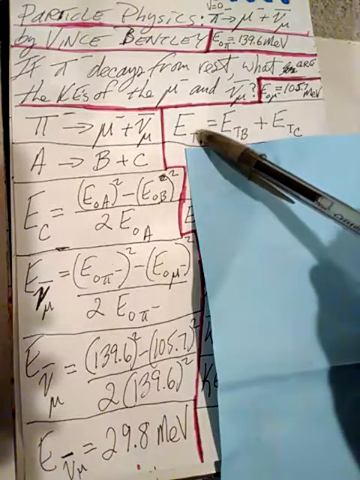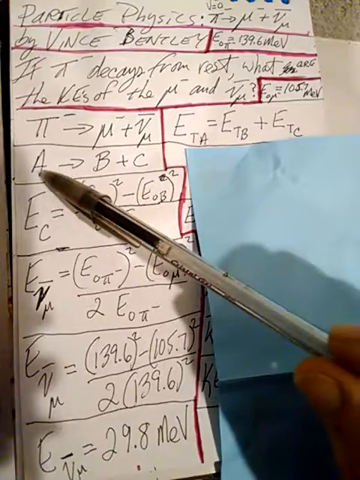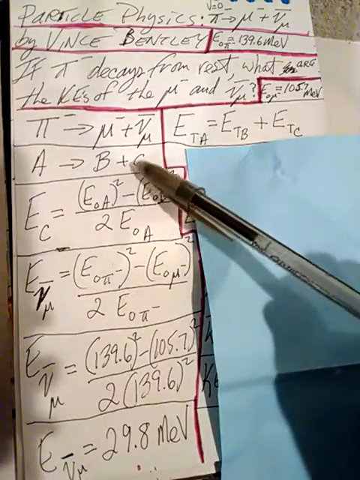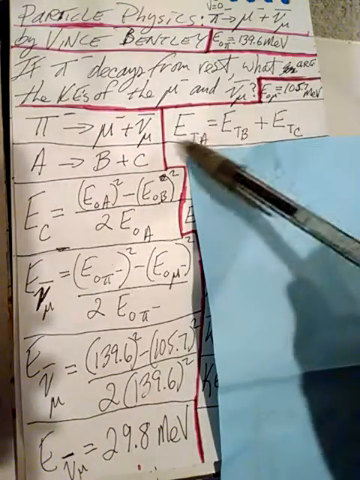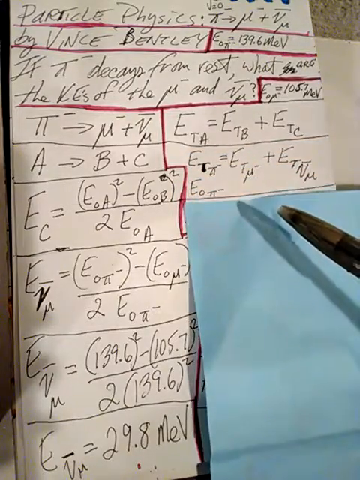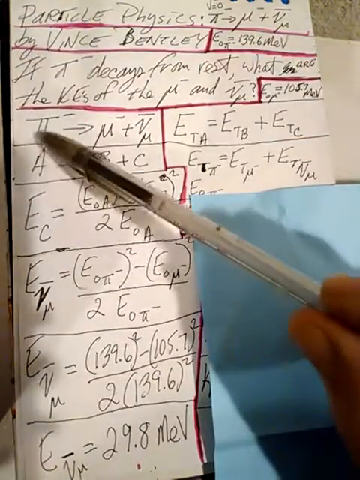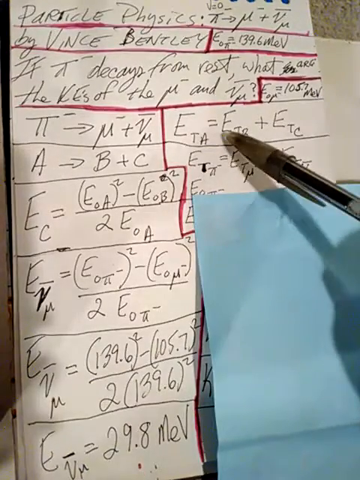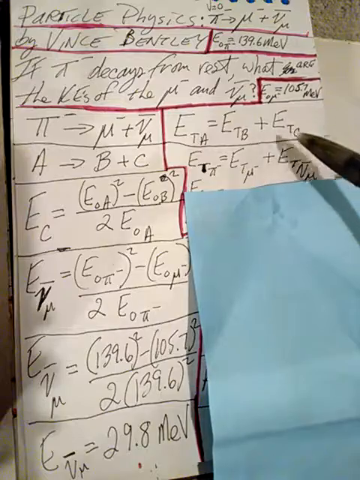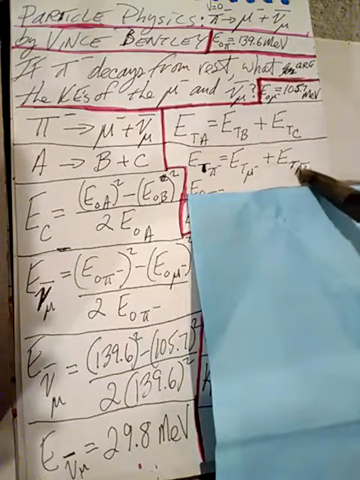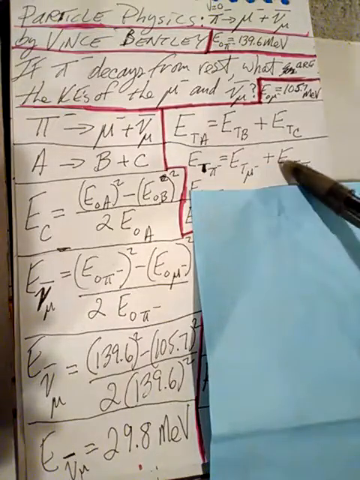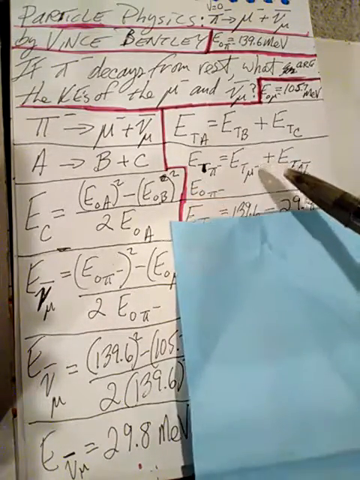So we'll have a new energy equation, namely that the total energy of A has to equal the total energy of B plus the total energy of C. That's conservation of energy, of course. The energy of A is the pi meson. The energy of B is the total energy of the mu meson. The energy of C is the antineutrino for the muon. So we have this formula.